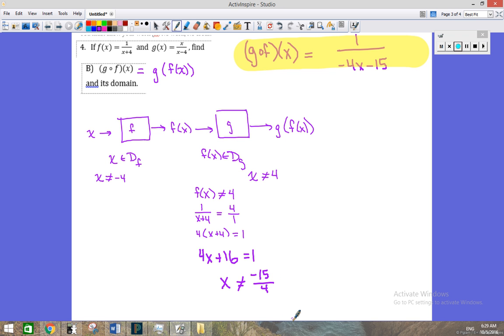We don't want that. We want to make sure, because if you were to plug in negative 15 over 4 into f, f would have no problem calculating that the output is 4. But then when you go to plug 4 into g, you're going to get 4 divided by 0, which is not a y value. So this negative 15 over 4 would not have a corresponding y value. Therefore, we have to throw out this negative 15 over 4 from the domain.